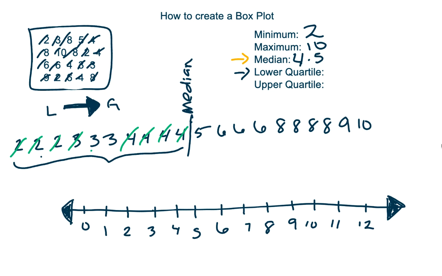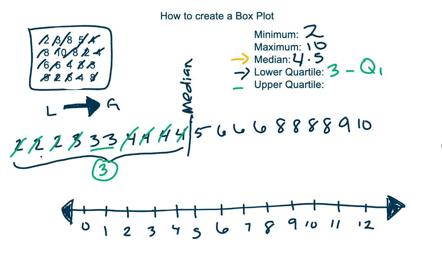And I'm, again, left with 2 numbers in the middle. So 3 plus 3 would be 6. 6 divided by 2 would be 3. So the median here would just be 3. So my lower quartile is 3. And it's also referred to sometimes as Q1, okay?